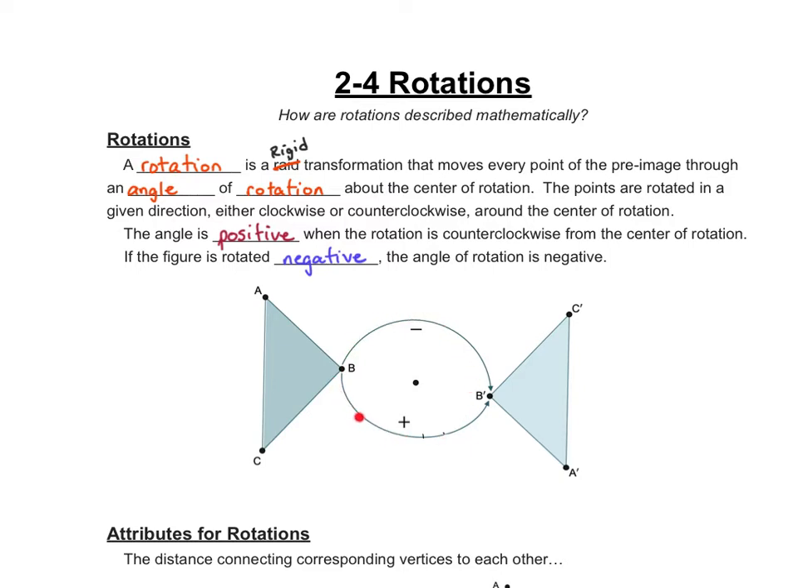And then if the figure is rotated negative, the angle of rotation is negative. Maybe I shouldn't have had negative there in those notes. Maybe we should say that if a figure is rotated clockwise, then the angle of rotation is negative, because this direction is clockwise. And then, of course, this direction is counterclockwise, and that makes a positive angle.